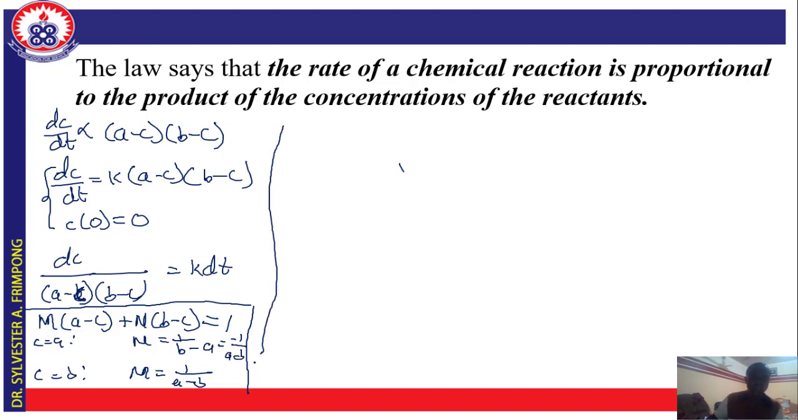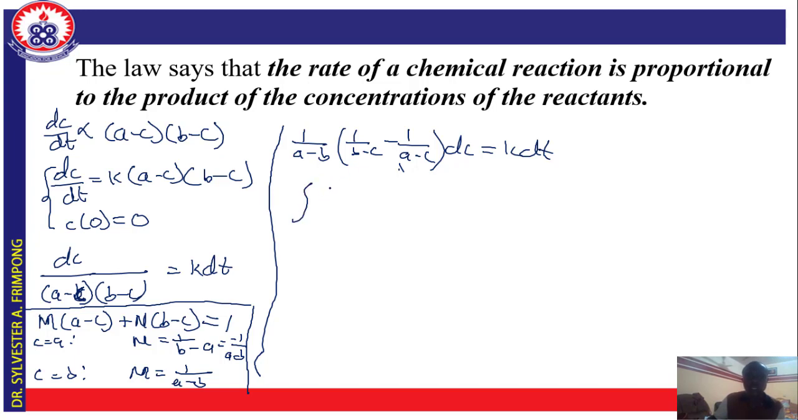So let's continue with a digression here. That means that we can factor 1 over A minus B out. Don't forget that I said N divides this and M divides this, and now N is negative here and is dividing this. So this is going to be negative and this is going to be positive. So you're going to have 1 over B minus C minus 1 over A minus C dC equals K dt. So 1 over A minus B is constant, so we want to send it here and integrate both sides.